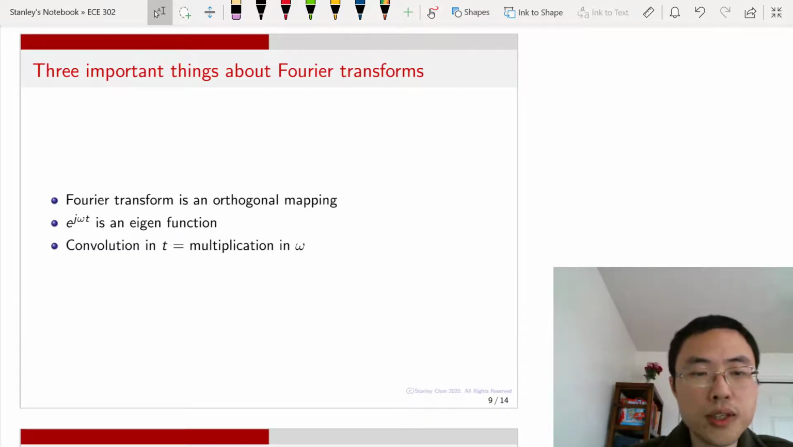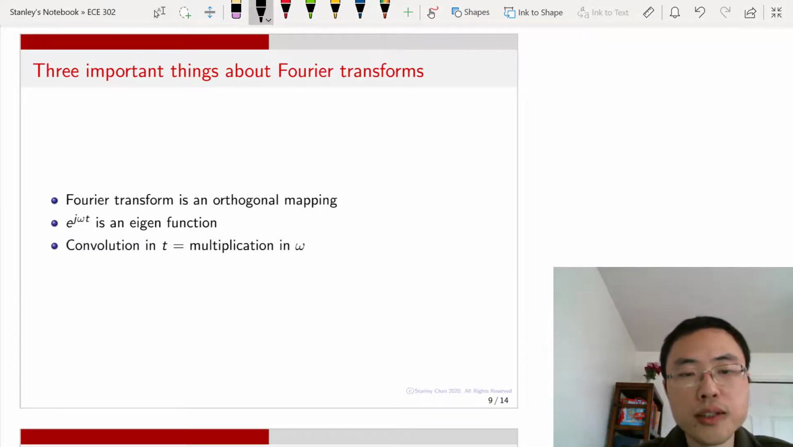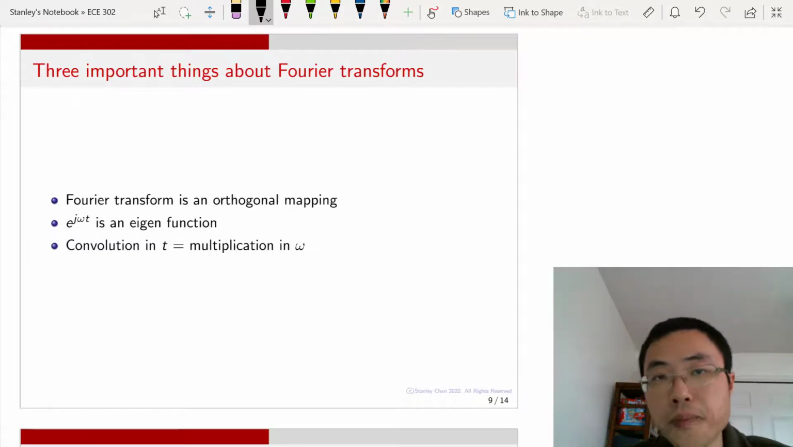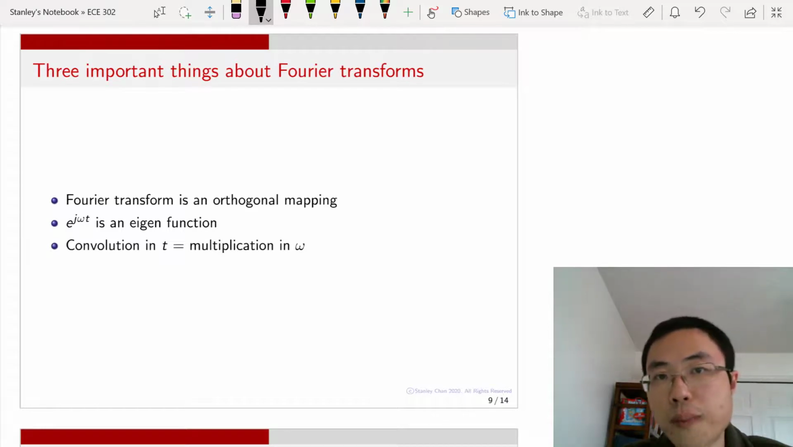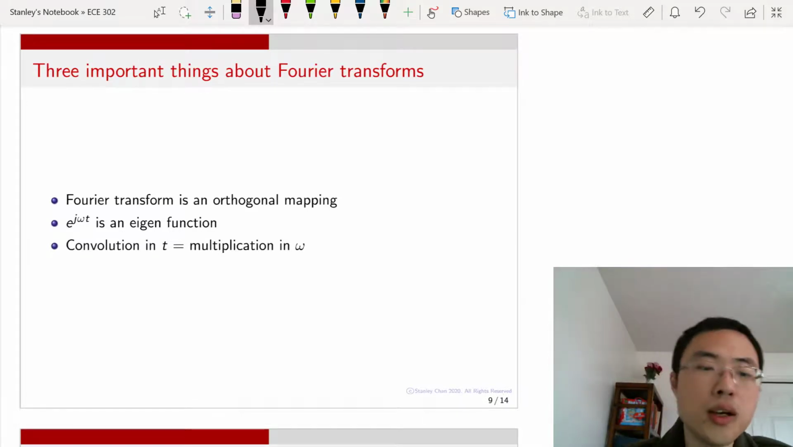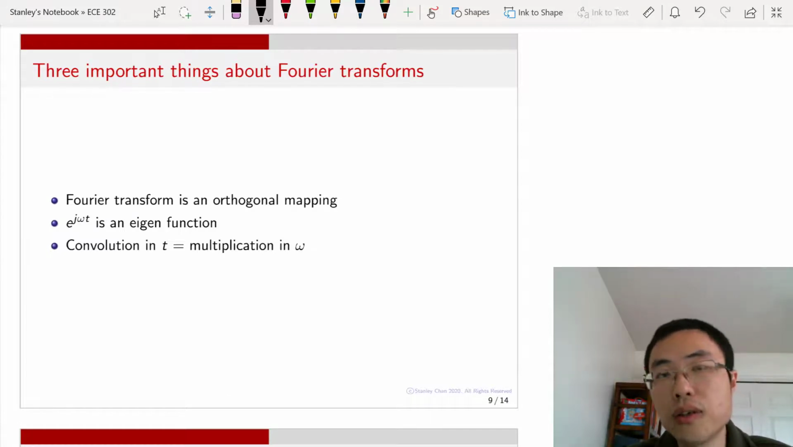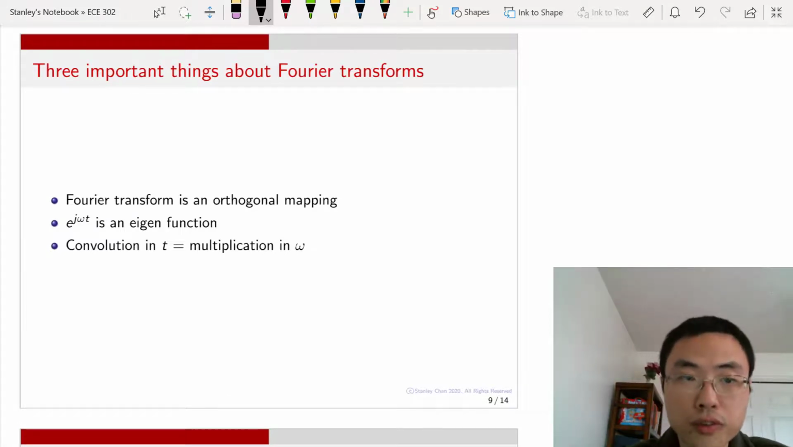The first property is that the Fourier transform is an orthogonal mapping. This is a very important thing to know because you're not just doing an arbitrary mapping from one space to another space. You're doing an orthogonal transform from one to the other. As a result, many of the nice properties, in particular the distance properties, are preserved.